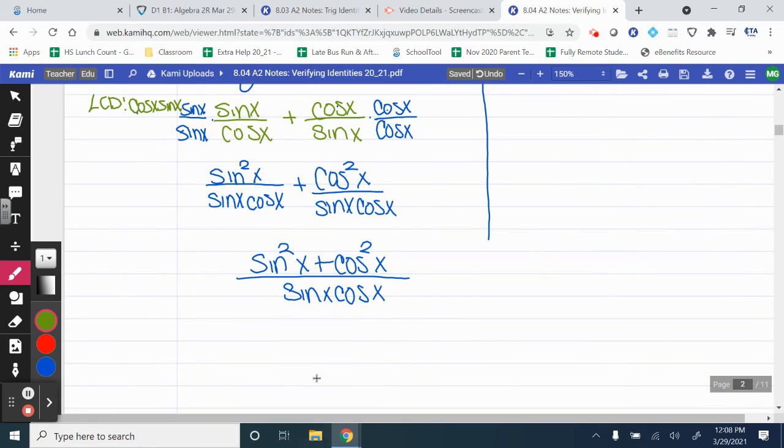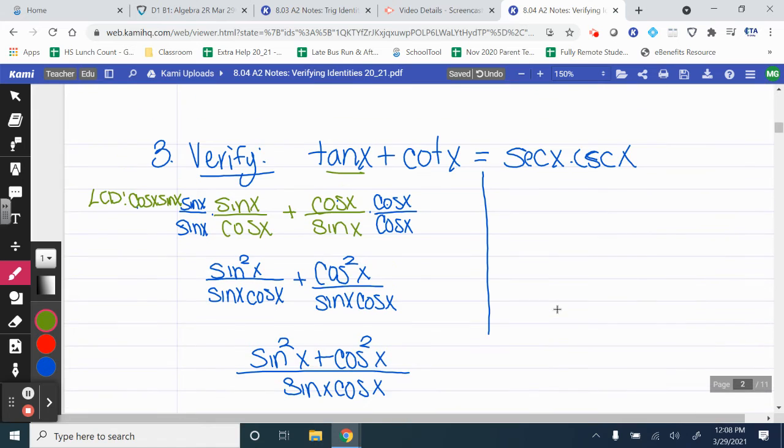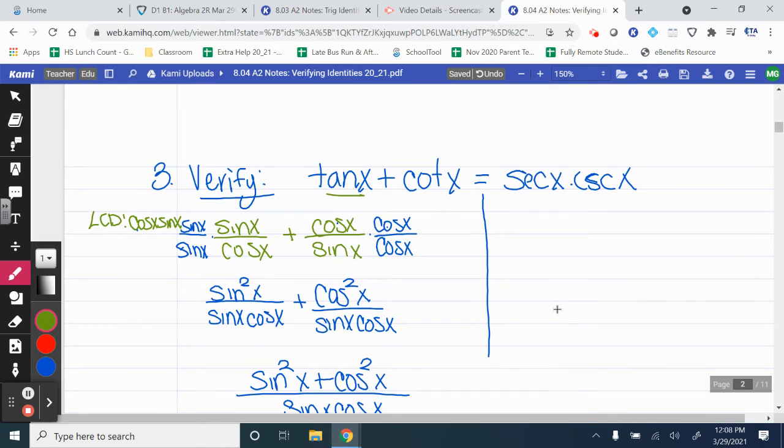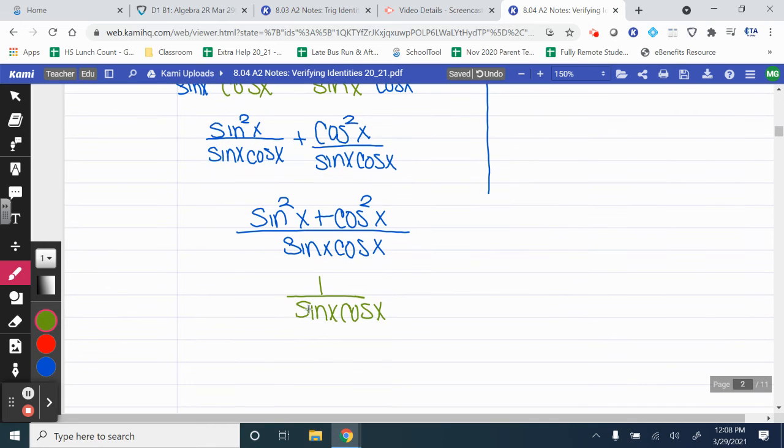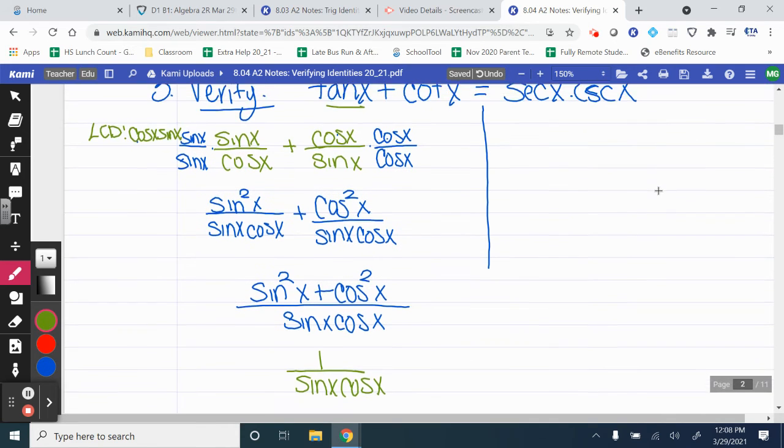So again, I don't really know what's going to happen with this. I'm just taking it step by step and simplifying it as much as I can. So maybe I stop there because I say, okay, well, I've got 1 over sine x cosine x. Let's go back up and look at the right-hand side. You could have continued on the left-hand side and rewrote this as 1 over sine times 1 over cosine, but maybe you weren't sure what to do.